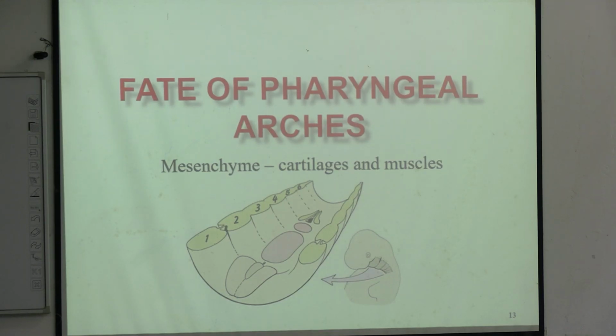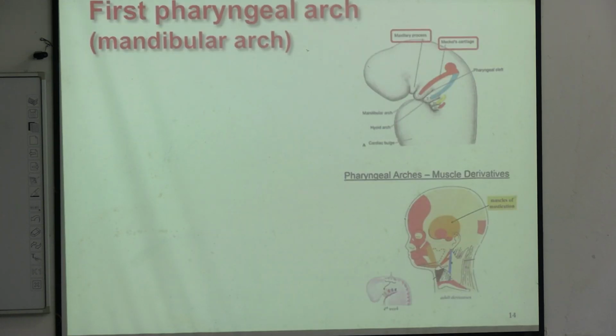This is what we are going to end with, the fate of pharyngeal arch number 1. What is number 1 going to make? This is what we call the first pharyngeal arch. We also call it the mandibular arch. So what are they going to make? They're going to make some muscles. What else are they going to make?